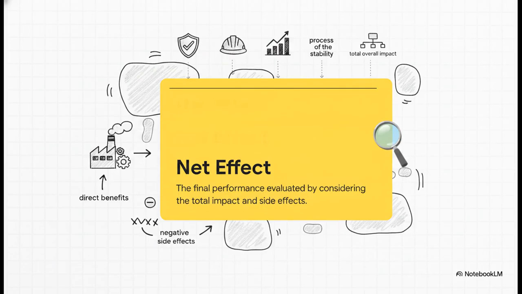To actually survive in modern manufacturing, management decisions can never just look at a single reduced cost line. They have to be based on the net effect. The net effect is the final validated performance. It evaluates the total overall impact by literally subtracting the cost of those negative side effects from your direct benefits. It forces you to look at process stability, safety, quality, basically the entire ecosystem of the production floor, rather than just one single data point.